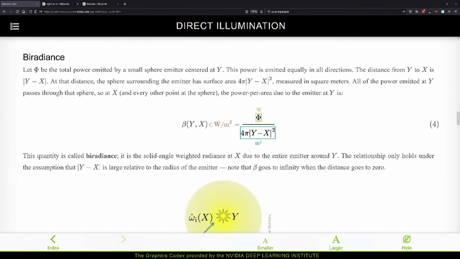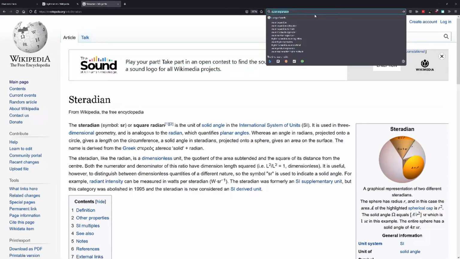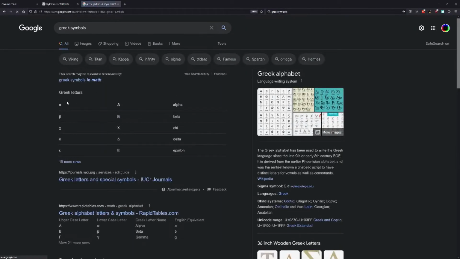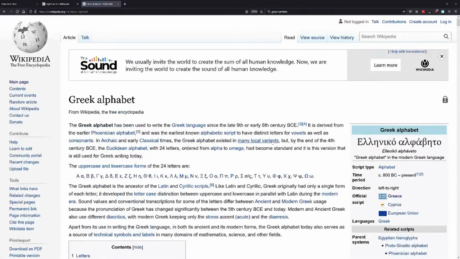Irradiance. So is that phi? This Greek symbol? I honestly don't know. Yeah, that's a phi. If you played Magic the Gathering, you know it's a phi. Okay, video games do teach us something.